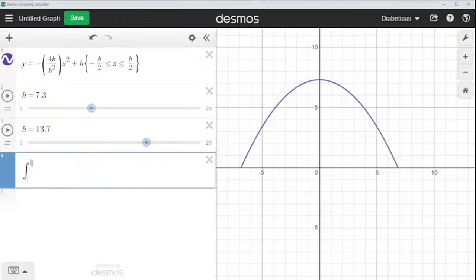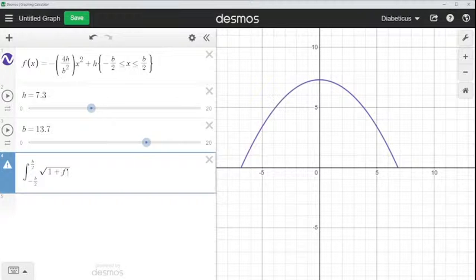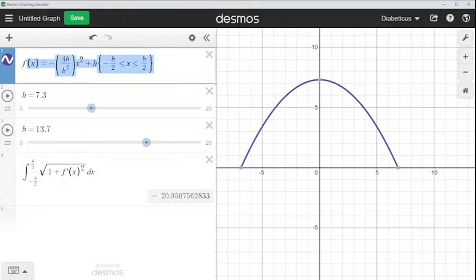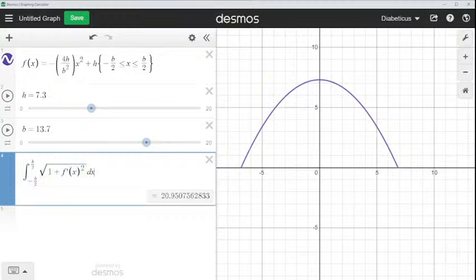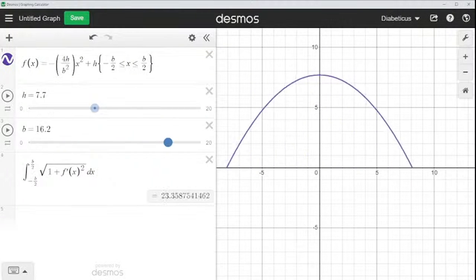Let me write this as f of x, and then the square root of 1 plus f prime x squared. The usual formula, right? I plug this in as f of x. This is now a function. And now I plug things in over here. So the arc length of this is 20.951. We can change this, and it will change as well.